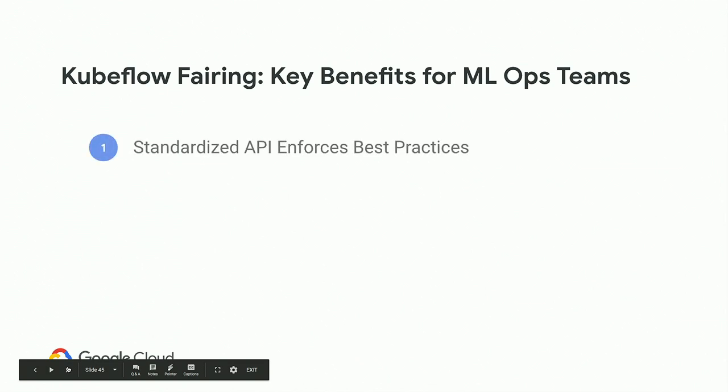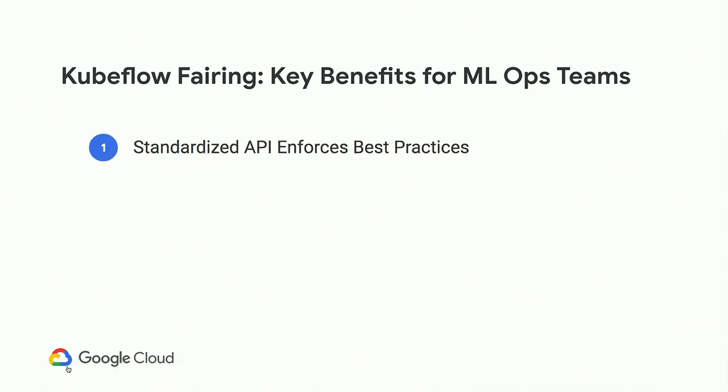So again, the key benefit for the ML Ops teams who are using Kubeflow Fairing is that Kubeflow Fairing standardizes the APIs for data scientists, which allows the ML Ops teams to enforce best practices. So it's not like one data scientist is building their containers one way and the other is doing it the other way. They are all using the same method, and that allows you to say, okay, everybody is going to use the same base containers and execute the machine learning workloads that way.